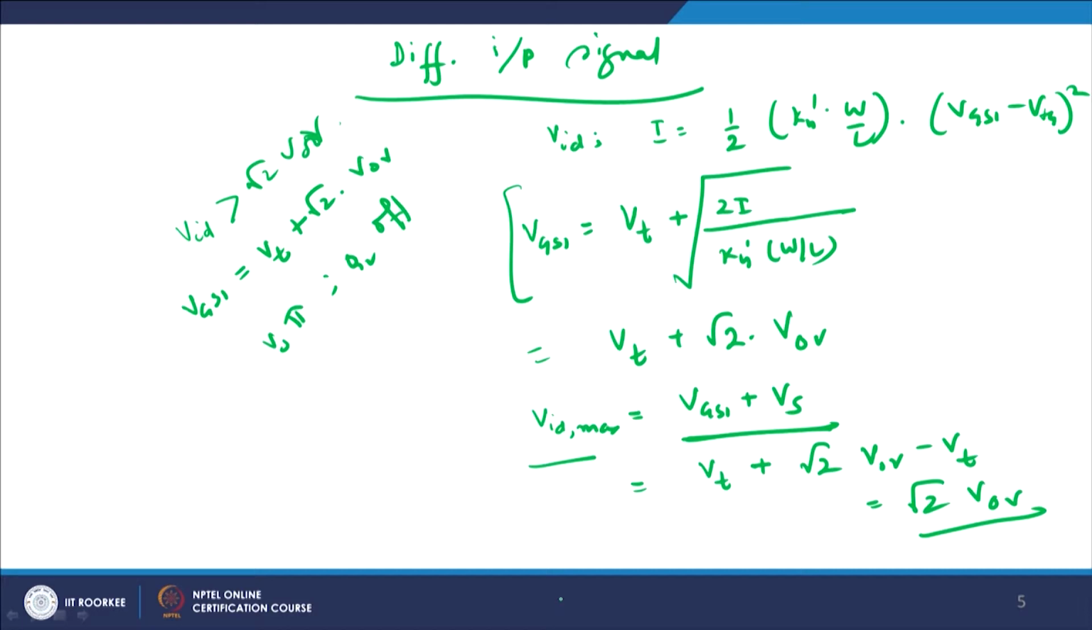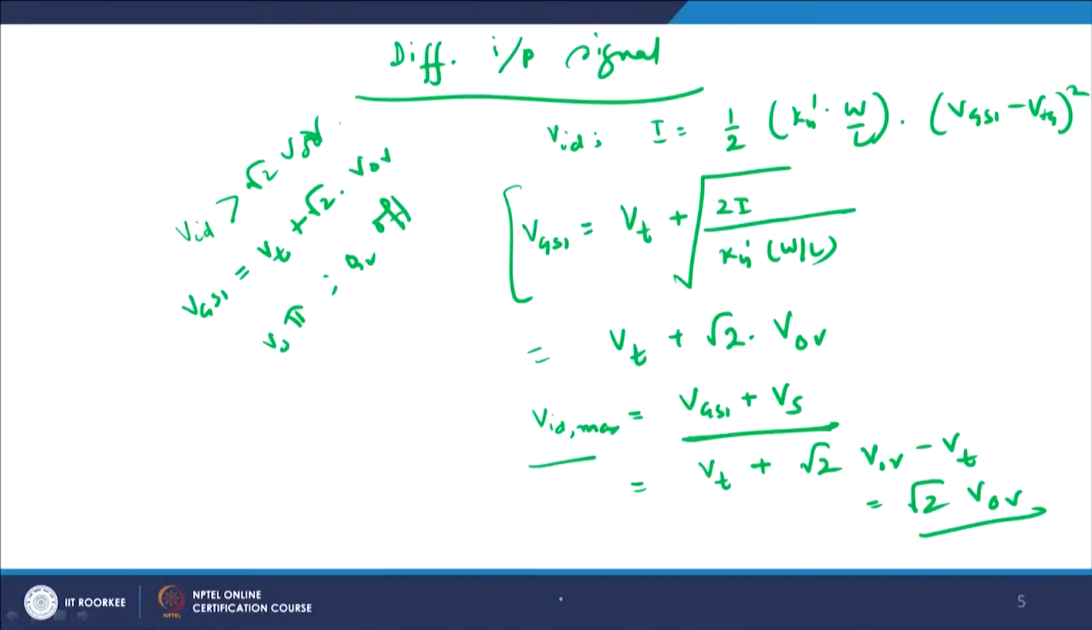Why? Because let us suppose your overdrive is increasing, right, and your source voltage is also increasing as you move along. If the source voltage is increasing and your drain voltage is fixed, right, then VDS will go on decreasing. Decreasing primarily means that you are forcing the device to go into the deep triode region, but that is not my aim, right, and therefore I cannot let my Vs fall drastically below a particular point, and therefore I do not want Q2 to be fully off, right, and therefore the maximum value which can be given to the system as a differential signal is that VID should be less than or equal to root 2 V overdrive.